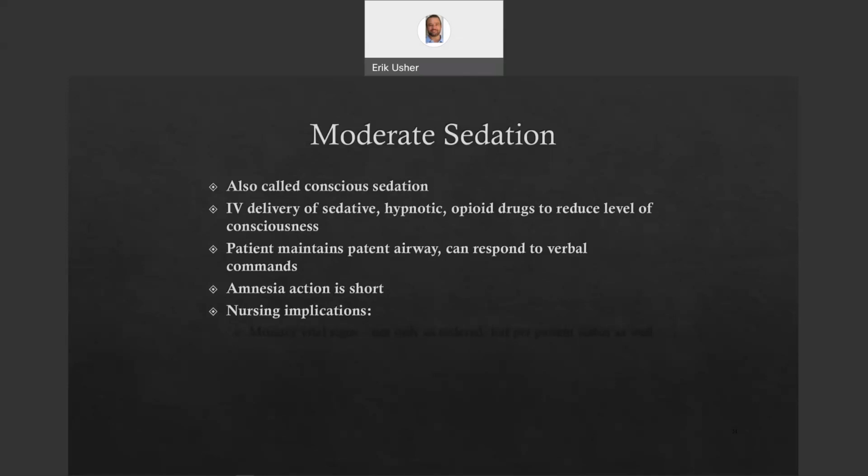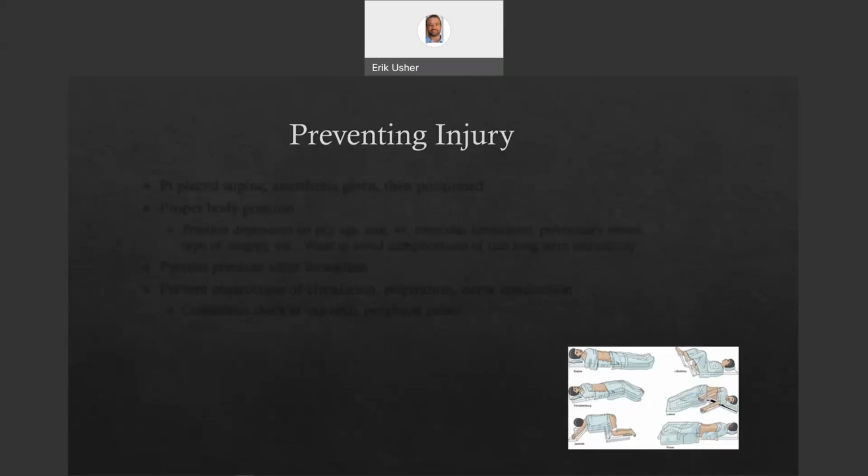They hear everything. So the nursing implications for us, though, is we want to monitor the vital signs, not only as ordered, but for patient status as well. What's their comorbidities? What's the comorbid factors? What's the age? What do we need to look at? Always want to monitor respiratory status 100% and cardiac status when you're giving IV sedation.